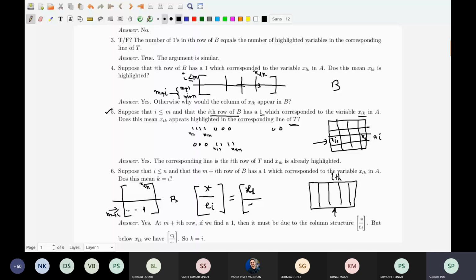Okay, so that is what this question is asking, which corresponds to a variable xlk. Then it basically means that k has to be i. Okay, so that is xli. It can only correspond to a variable of the form xli. L I do not know, but it will correspond to a variable xli. That is what I am finding.